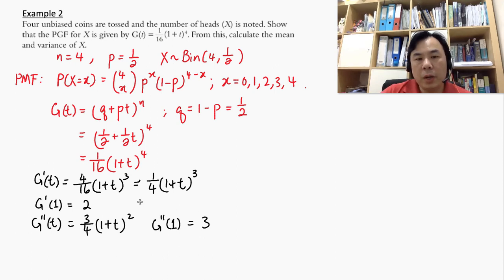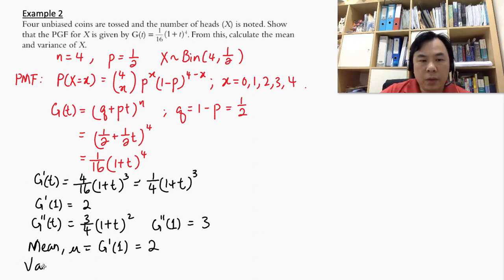Now we are very much ready to obtain the mean. The mean can be obtained using the first derivative. We know that the first derivative is actually equal to 2, and then we are done.